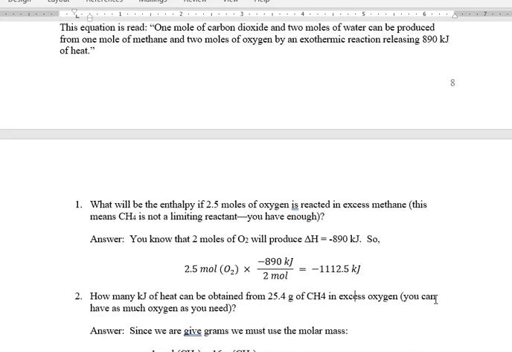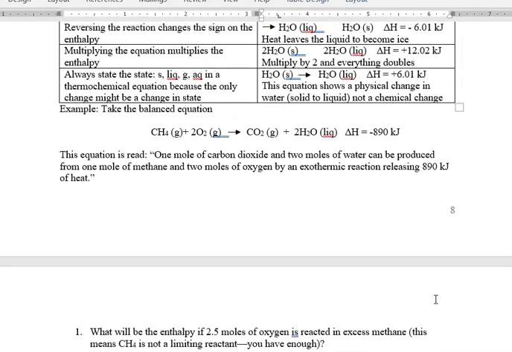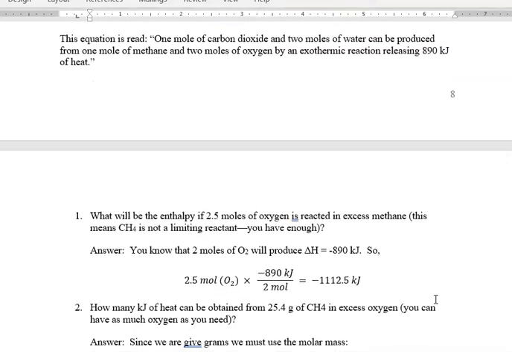Okay, so what will be the enthalpy if 2.5 moles of oxygen is reacted in excess methane? This means that the methane is not the limiting reactant. Okay, you have enough. So we look at the equation. We see 2 moles of oxygen in this equation will produce an enthalpy of negative 890 kilojoules. So if you use a half a mole more, so instead of 2 you use 2.5, then you would simply increase the amount of enthalpy.